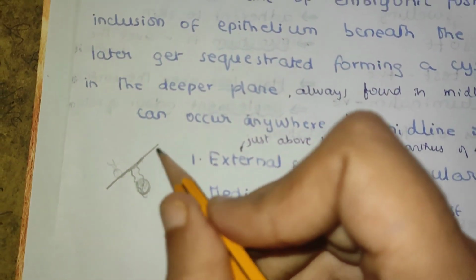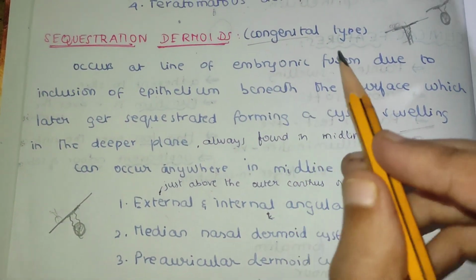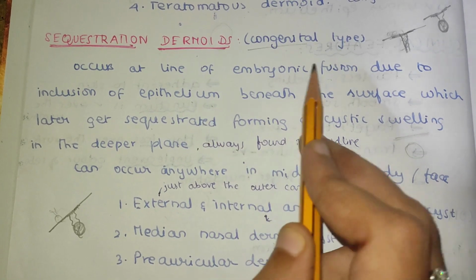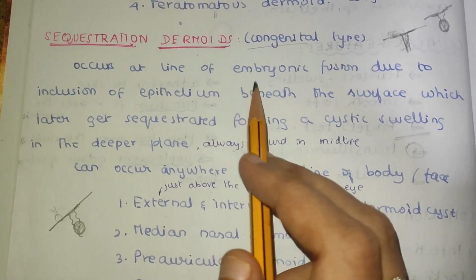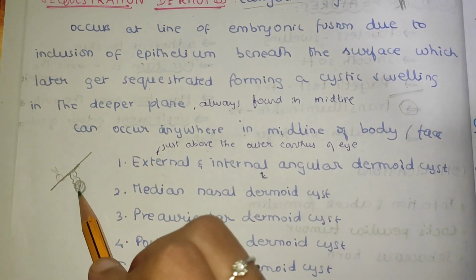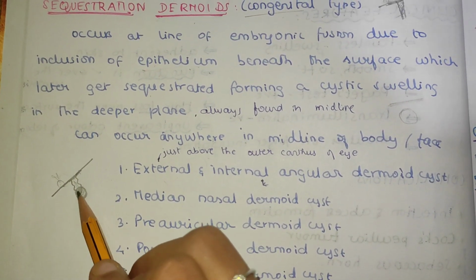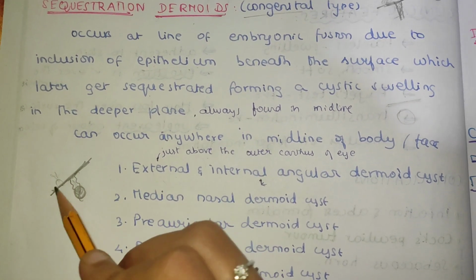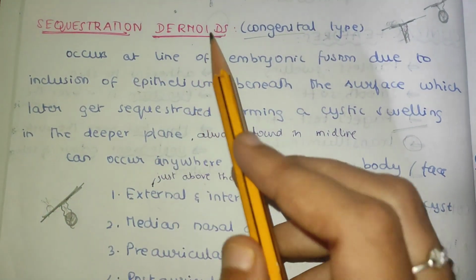So the same thing happens in the sequestration dermoid also. This sequestration dermoid occurs at the line of embryonic fusion. At the line of embryonic fusion, few epithelial cells get buried like this, and get sequestrated and form a cystic swelling beneath the surface. So this is known as sequestration dermoid.